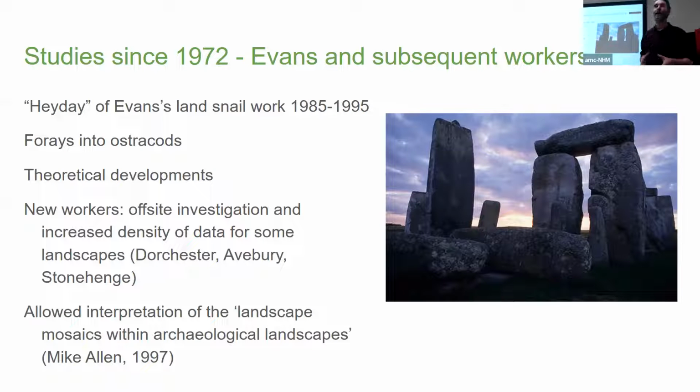During that time, he had 10 PhD students through to completion. He had a number of research grants. He was also very productive in a number of different ways. So in the 1990s, he started to make some forays into looking into ostracods and their role in archaeological interpretation, and published a small number of papers with a student, Hugh Griffiths.